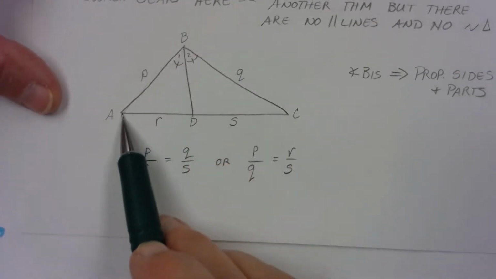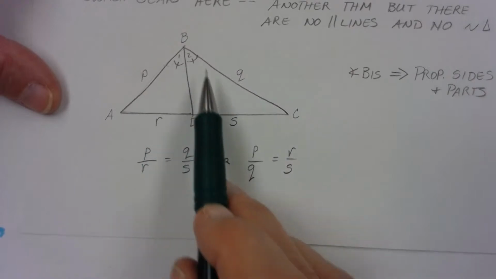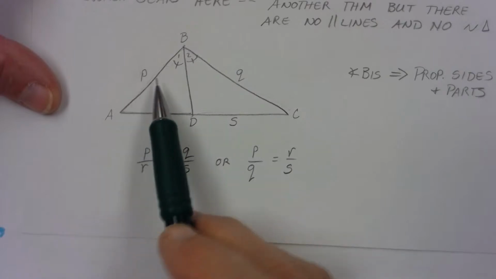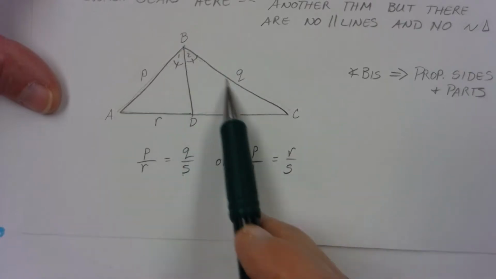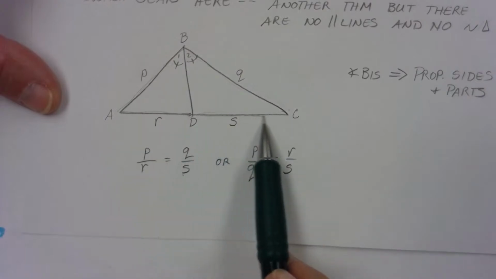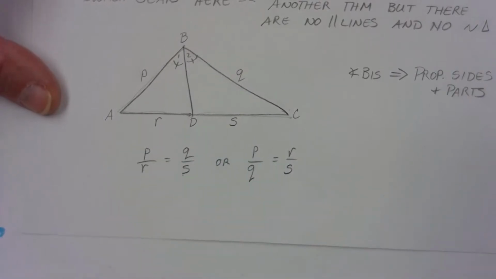This short side is to this short part, as this long side is to this longer part. You can also say this short side is to this long side, that's whole sides, as this short part is to this short part. And I know you might be thinking, she said you couldn't compare sides to parts. That's true if you're talking similar triangles, but there is no similar triangle here.